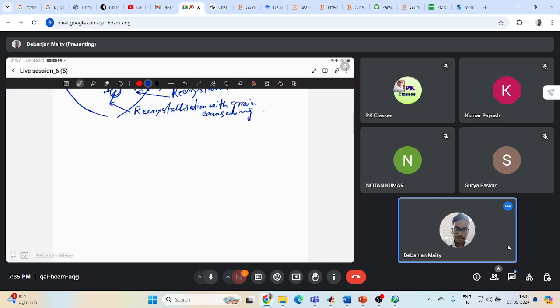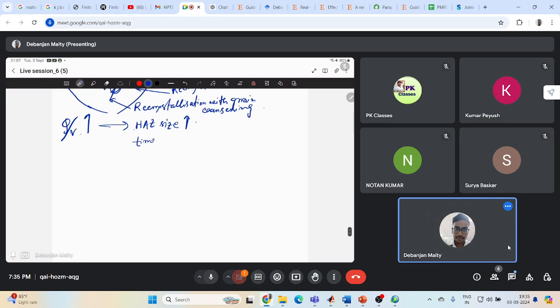Now this will also affect the size of your heat affected zone. Both the size of the heat affected zone and the retention time above the effective recrystallization temperature will increase with your increase in heat input per unit length. Everything is interconnected. If I increase my heat input per unit length, my heat affected zone size will increase, and the time for which it stays above recrystallization temperature will increase, right? So those aspects are there.